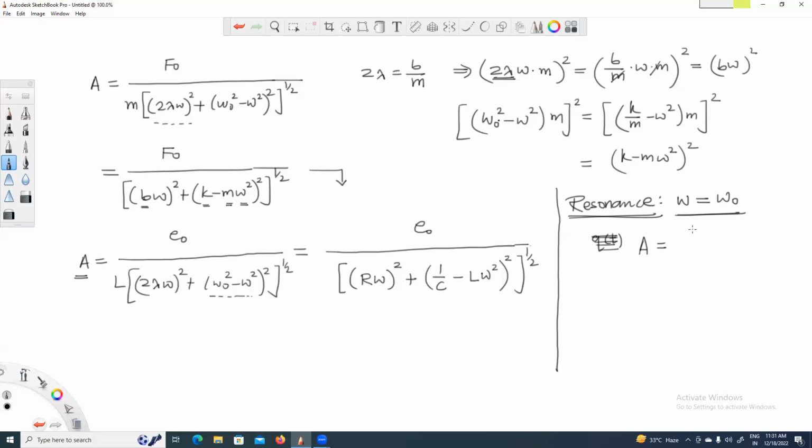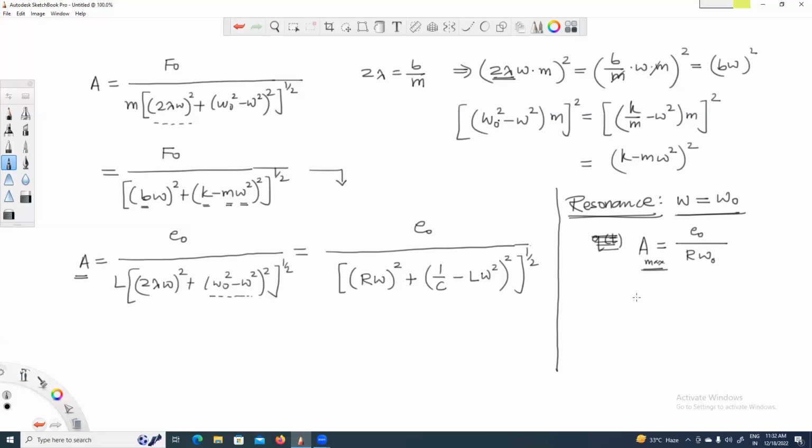So this would be E naught over R omega, and this omega is actually omega naught. So this would be E naught over R omega naught. This is what the system will have, and this would be the maximum amplitude of the system.